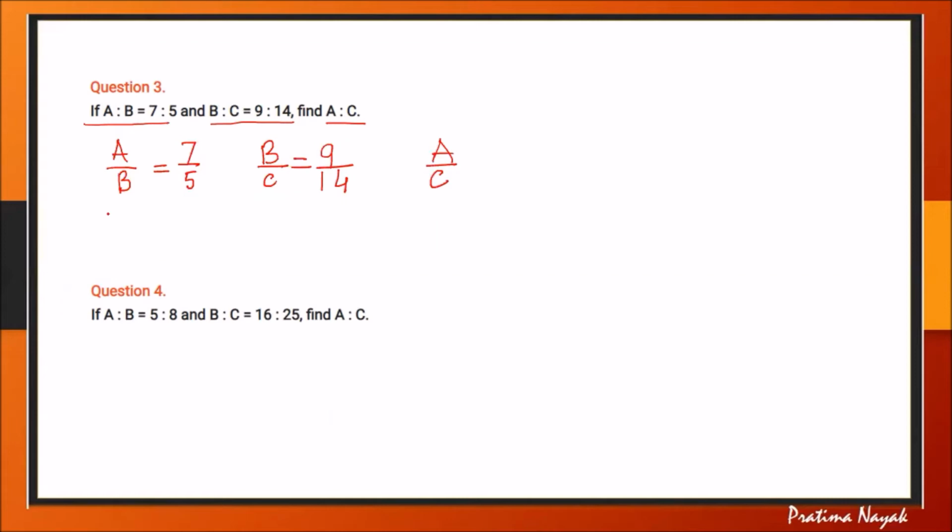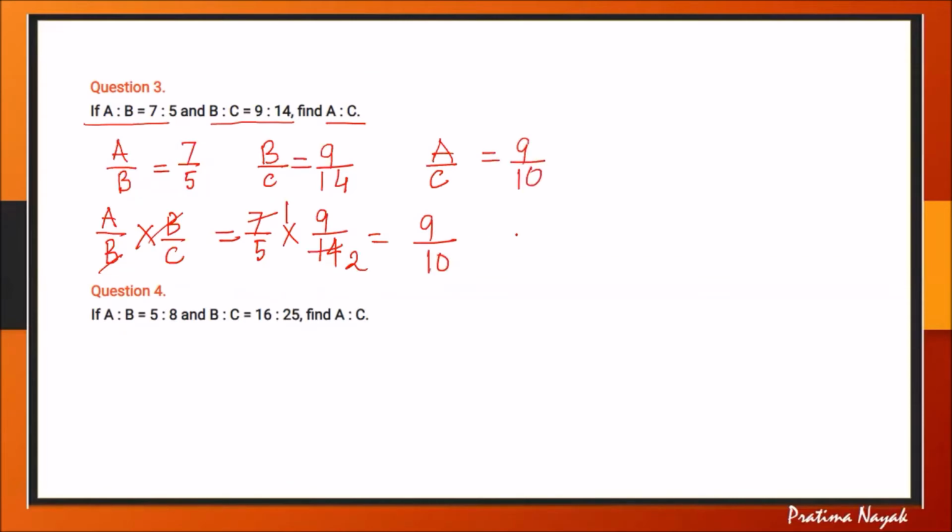So it is very simple. What you will do? You multiply A ratio B and B ratio C. Why? Then only you will get A ratio C. This B will be cancelled, and you can get A ratio C. So this will be 7 by 5 multiply 9 by 14. So you cancel this 7 and 14: 7 1 times, 7 2 times. So this ratio is 9 upon 10. So A by C is 9 by 10. Only write A is to C is equal to 9 is to 10.